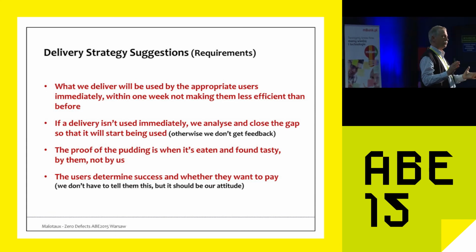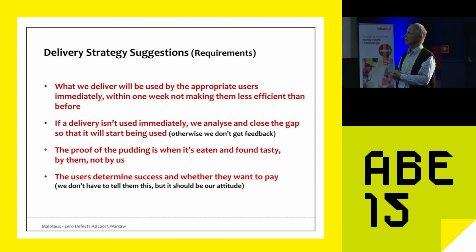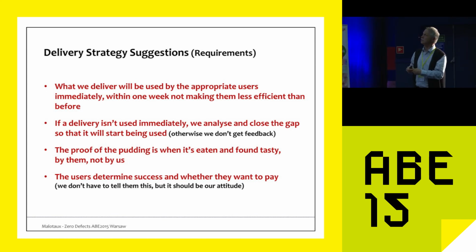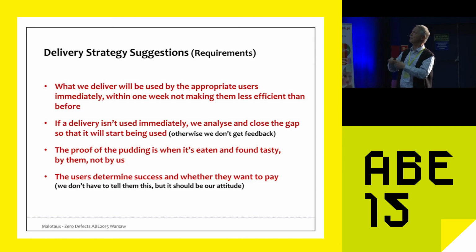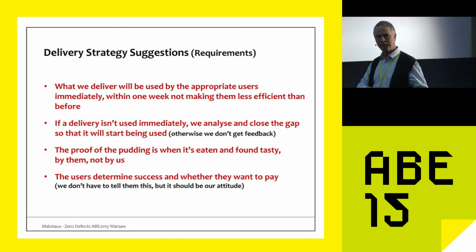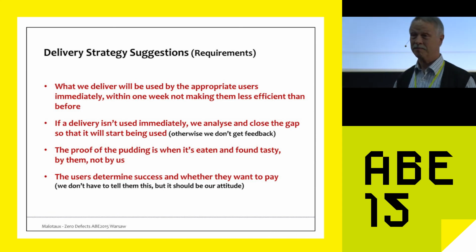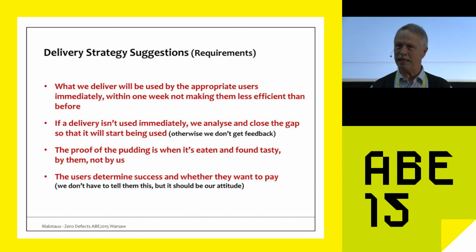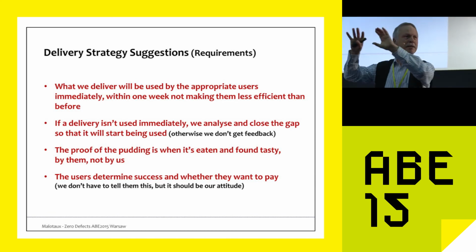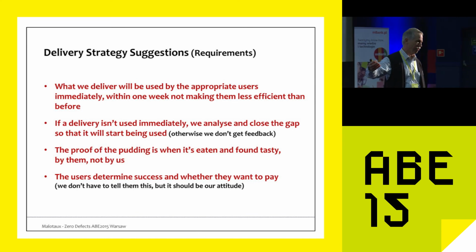So I left the project, but not without giving them some advice. And this was my suggestion. How about this? What we deliver every 2 weeks will be used by the appropriate users immediately, within 1 week, not making them less efficient than before. If you first have Windows 7 and then you get Windows Vista, your efficiency goes down. Fortunately, they don't let us pay for Windows 10 because it's just the same as 7 with another color. So it's a very weak requirement. Not less efficient. Of course, they should be more efficient.